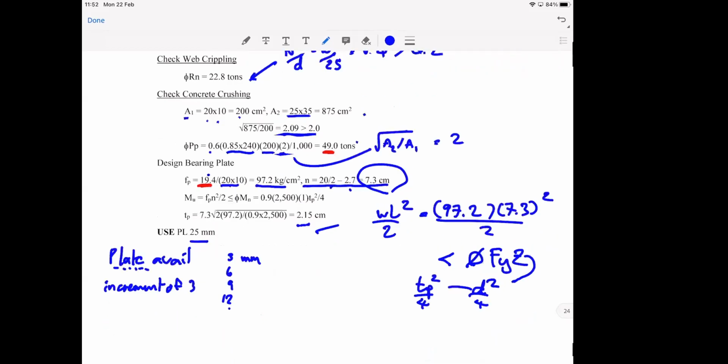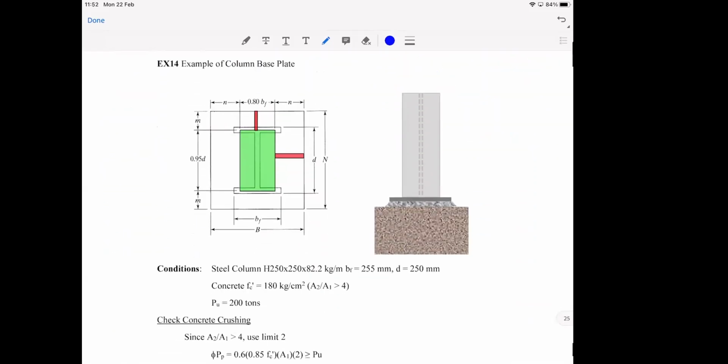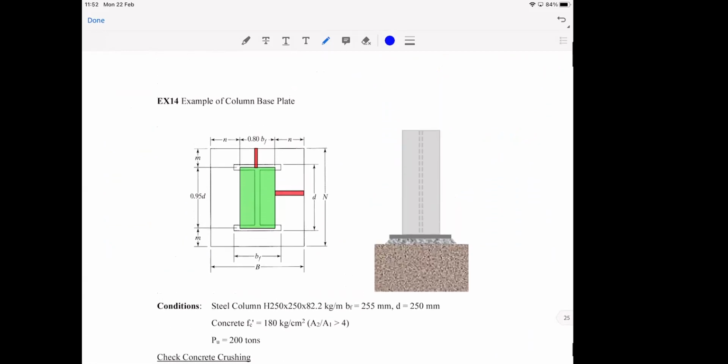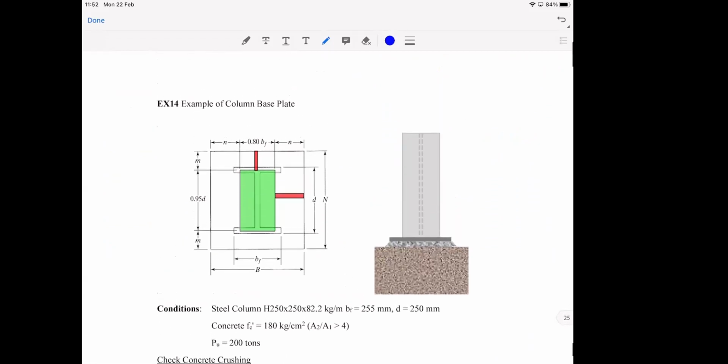So if there isn't any question, let's move on to another example, but this time it's the column base plate. Let's say per your project, by now you should know how much load your column carries, right? So you can always design the base plate on the ground level, after you know the size of your column.